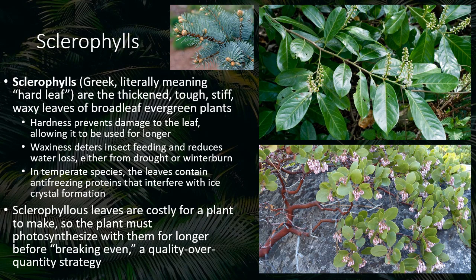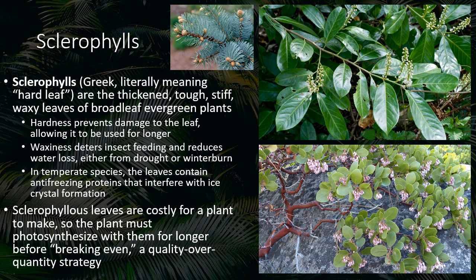Because of all of the investment in making the leaf really tough and hard and waxy, sclerophyllous leaves, or sclerophylls, are more costly for the plant to make. They require a lot more glucose. They require a lot more food to build. And so a plant has to photosynthesize with sclerophylls much longer before they break even, meaning that the leaf has produced via photosynthesis the same amount of food that was required to make the leaf. So it's kind of a quality over quantity strategy.